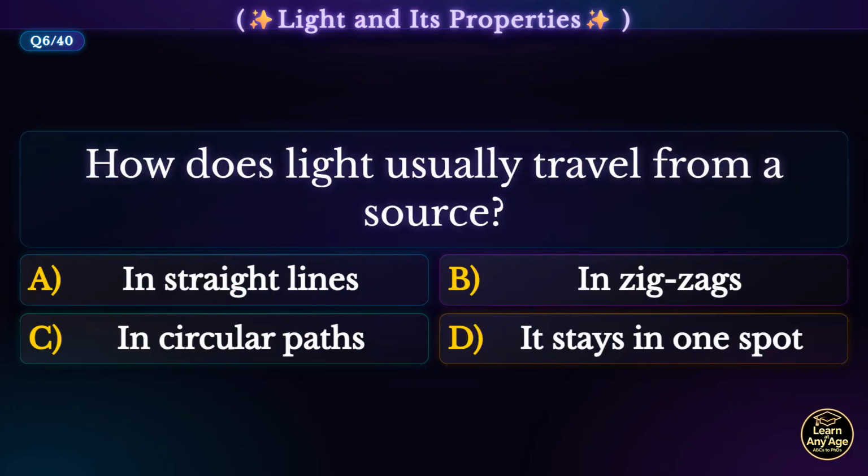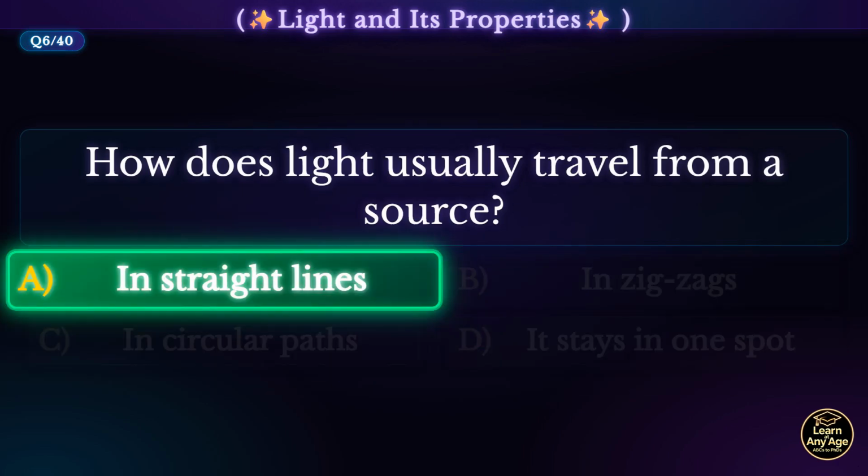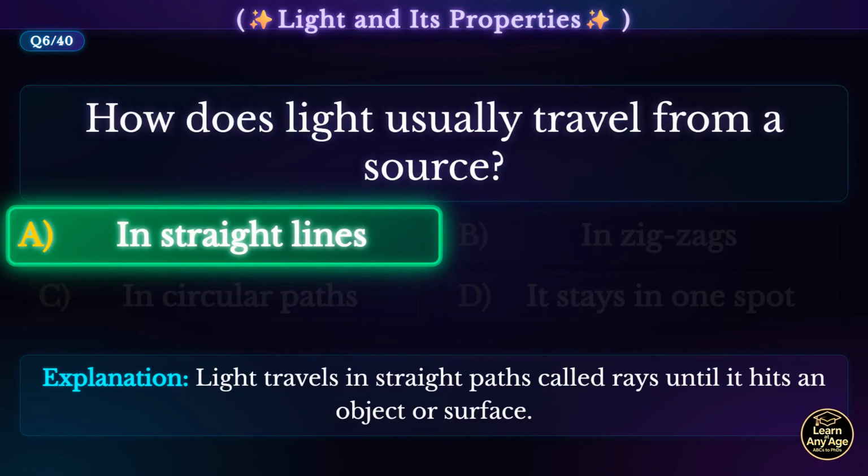How does light usually travel from a source? In straight lines. In zigzags. In circular paths. It stays in one spot. In straight lines. Light travels in straight paths called rays until it hits an object or surface.